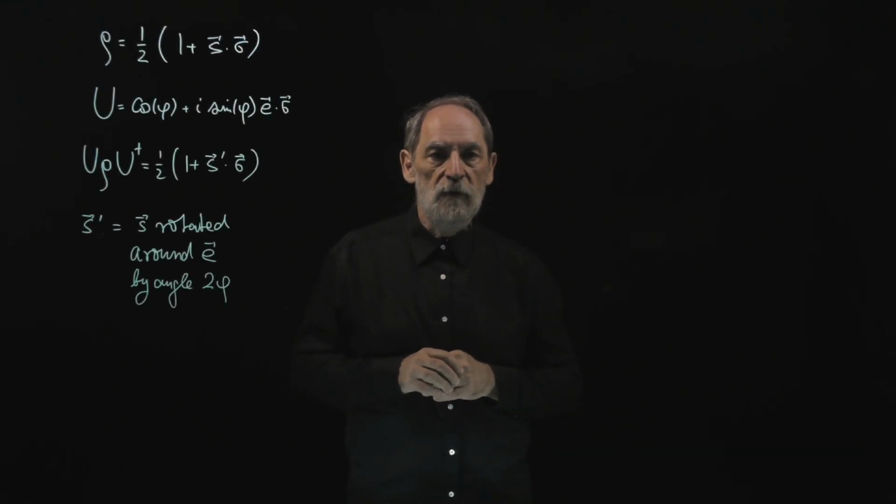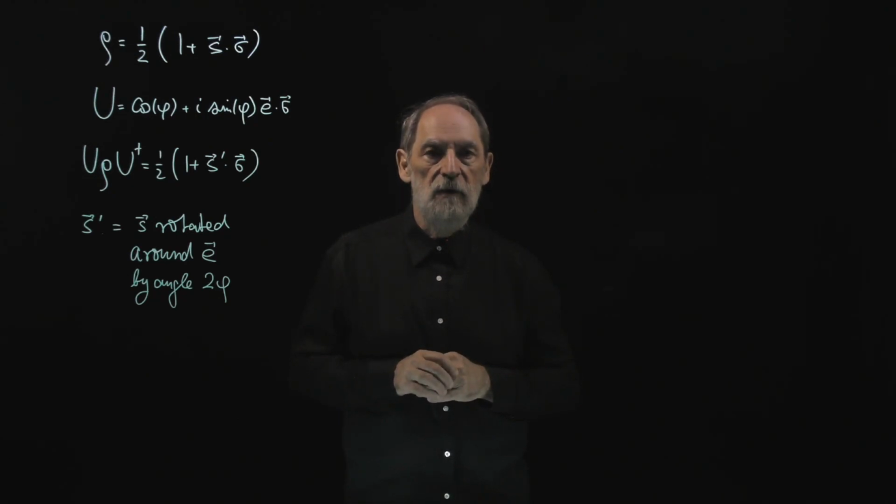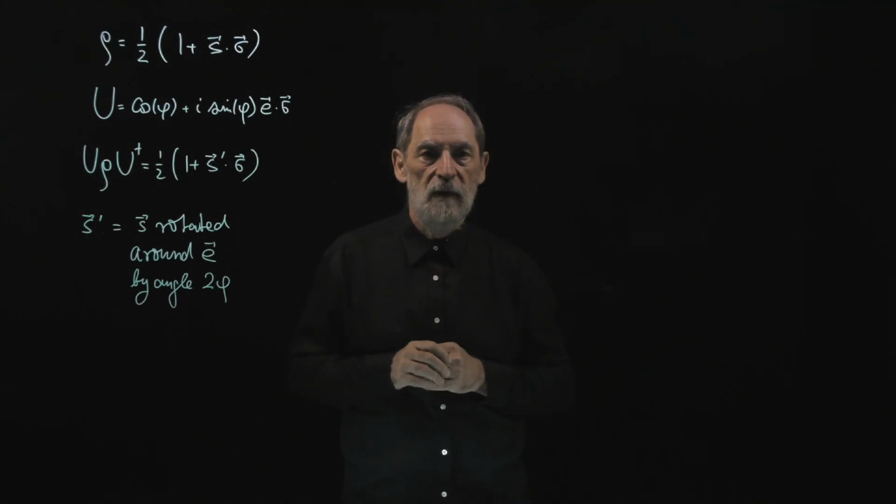In summary, a unitary transformation rotates the Bloch vector of a qubit state, but does not change its length. In the next lecture, we consider successive rotations of this kind.